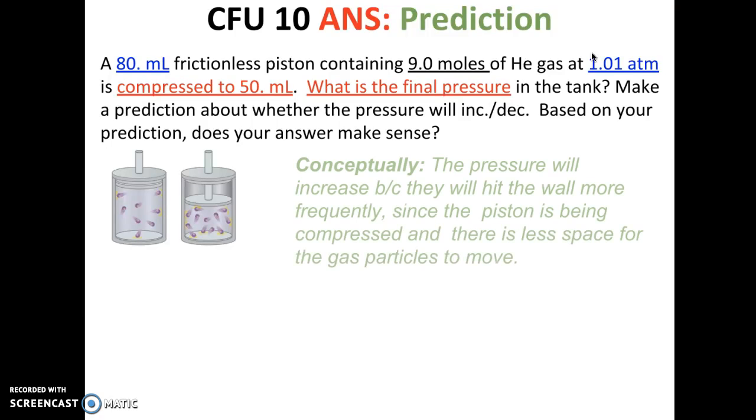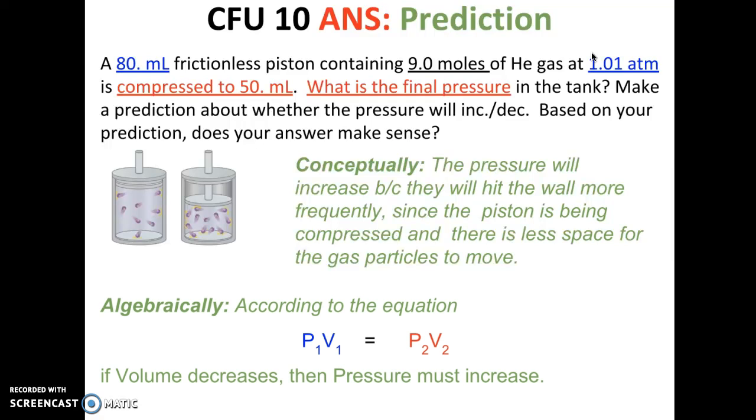All right, about the prediction, you can predict this conceptually. So conceptually, you could say the pressure will increase because the gas particles will hit the wall more frequently, since the piston is being compressed and there's less space for the gas particles to move. So it's like if you were running around a room and the room suddenly got smaller, the chances of you hitting the wall are going to increase because you have less space. So that would be more of a conceptual way of doing it.